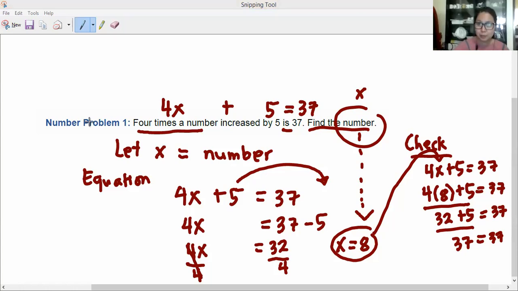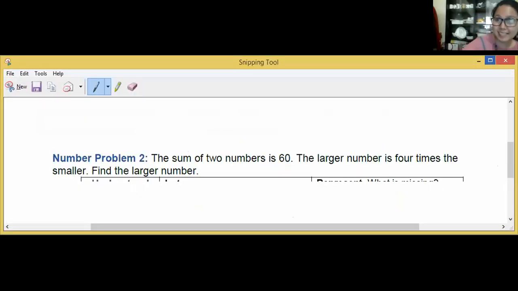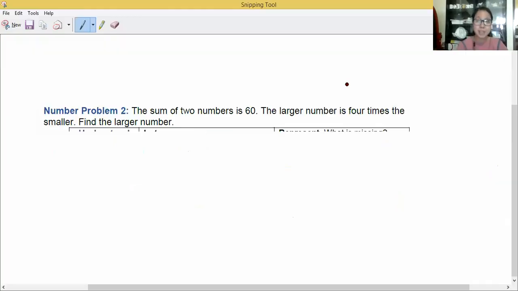In the next problem, it says, the sum of two numbers is 60. The larger number is 4 times the smaller. Find the larger number. So what are we looking for? We're looking for the larger number. Now, how do we do this? Let me show you 2 ways. Here's the first way.